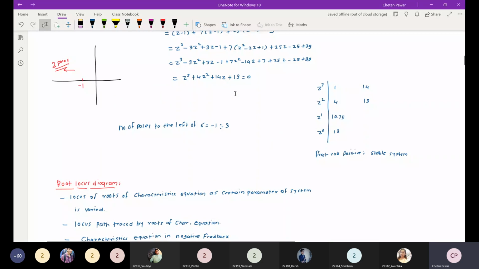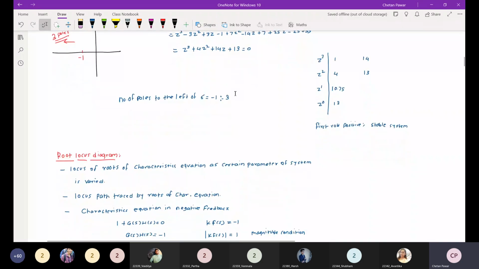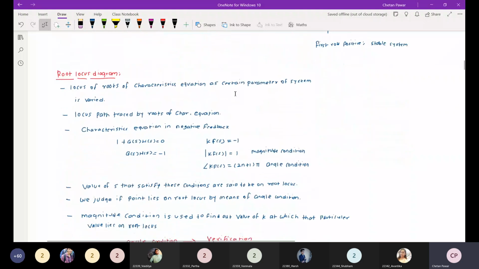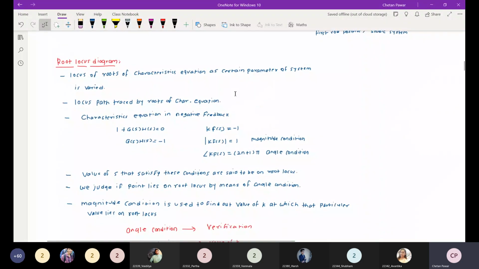Now the next topic is, so we have covered Routh array, Routh table. That is the one technique which uses a characteristic equation to determine the stability of a system. Another technique is the root locus diagram. So what is meant by root locus? Do you have any idea about root locus?